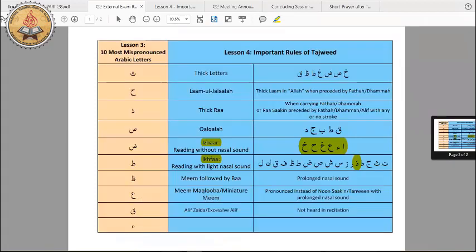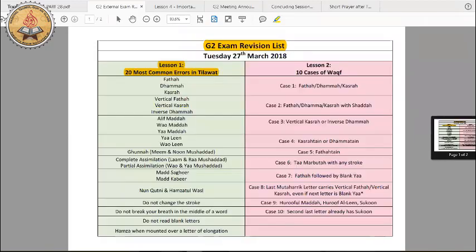But when you actually go through all the things that you have learned so far, it should come back and you should be able to remember. That was lesson 1, the most common errors in tilawat. Lesson 2 was about the 10 cases of waqf, so that means the 10 cases of pausing.